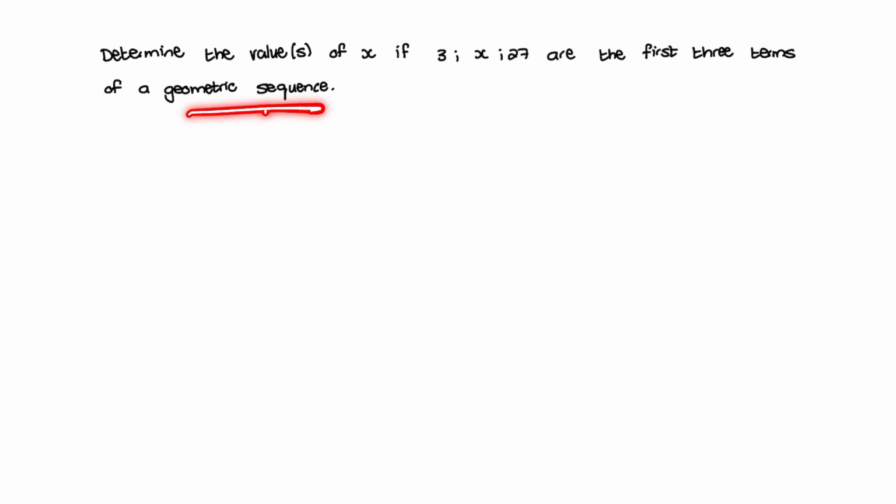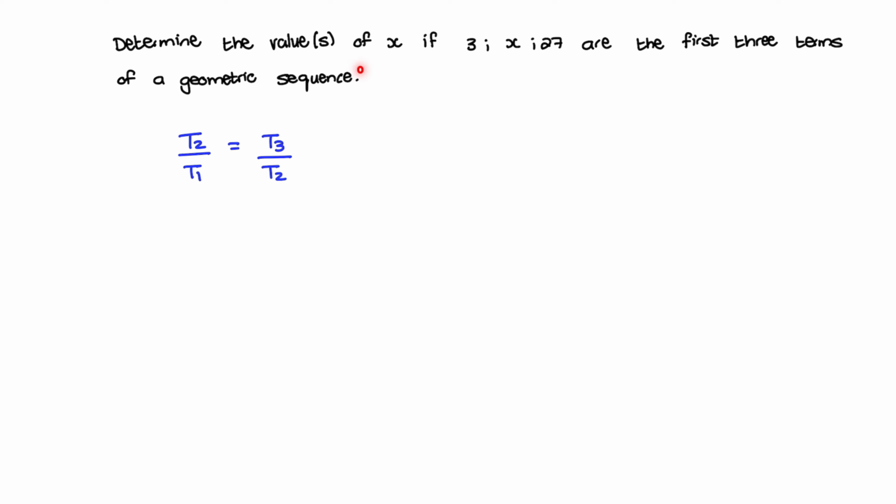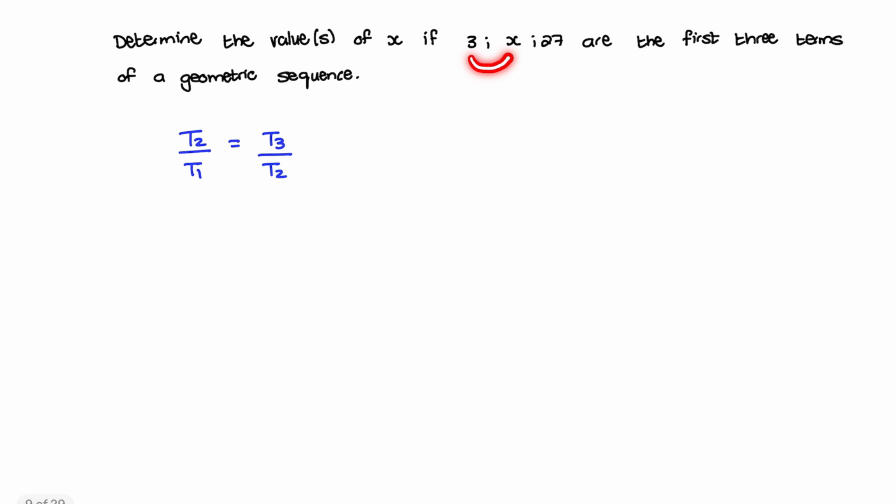Now, a geometric sequence is referring to Tn, and we know that the formula for Tn is a times r to the power of n minus 1. So one of the main properties of a geometric sequence is that we move between terms by multiplying with a constant ratio. Now, that constant ratio can be represented by saying term 2 divided by term 1, and that will be equal to term 3 divided by term 2.